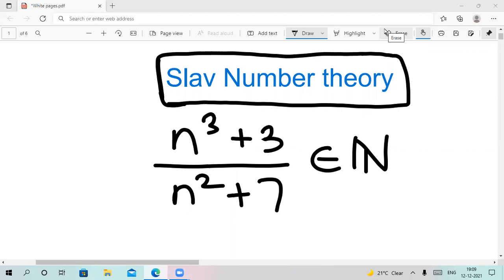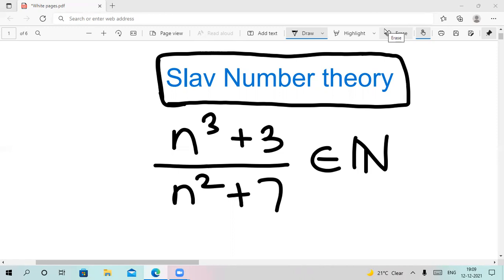I'm taking this question as a Slav question because the origin of this question is from Russia. It is a number theory question, and it simply asks us to find all those integral values of n such that this expression is an integer. It is a pretty understandable question, and we just need to evaluate those values of n for which this expression holds.